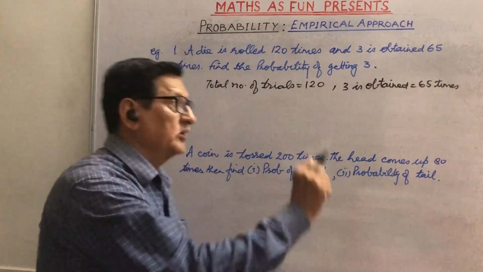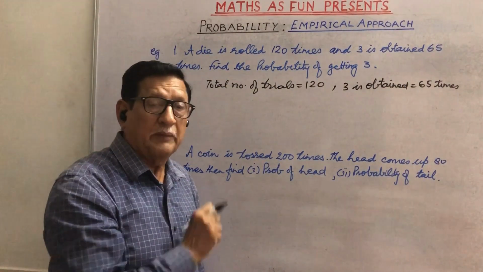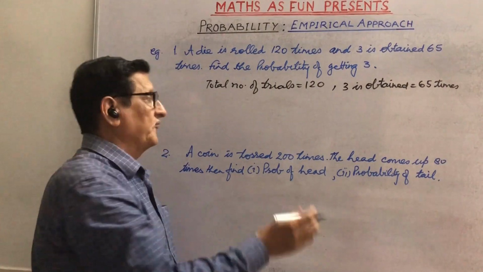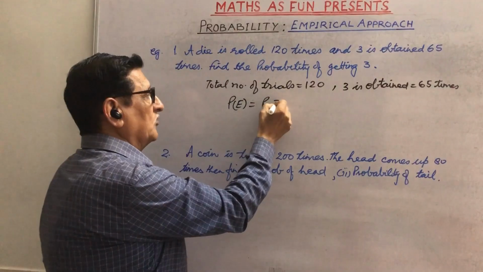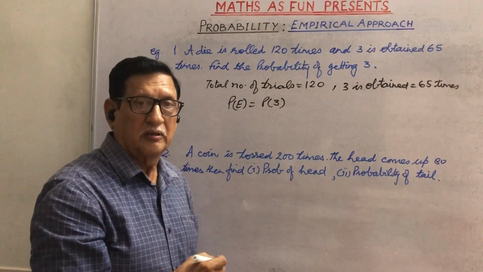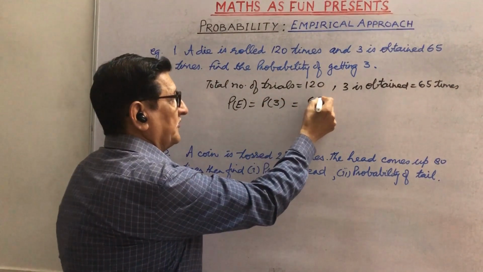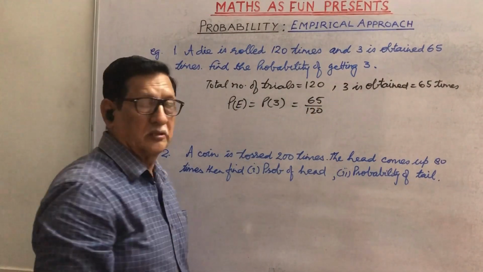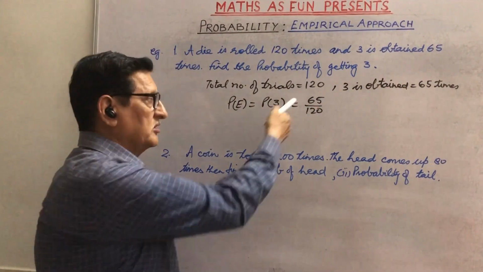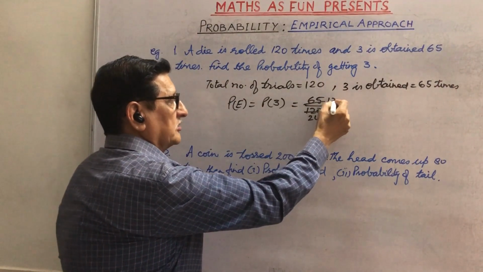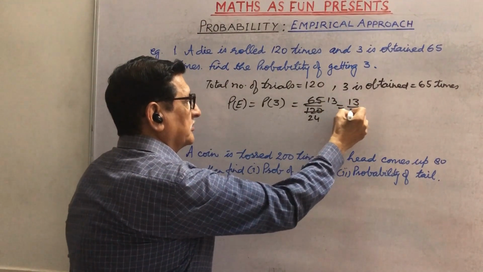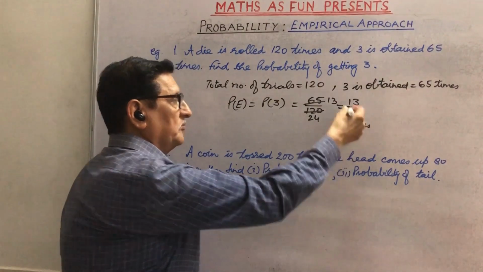So according to the empirical formula, we find the probability of E. We can say the probability of getting 3 is equal to 65 upon 120. This is cancelled by 5. This is 24 and this is 13. So we can say it is 13 by 24, which is the probability of getting 3.